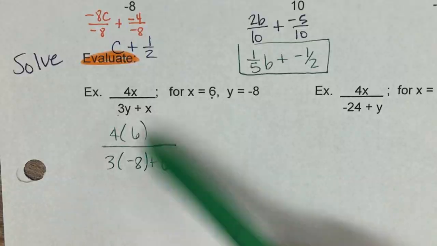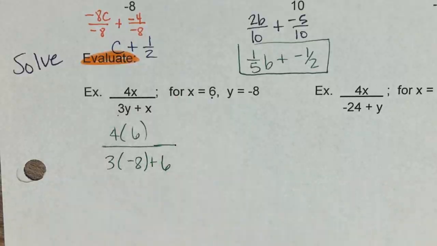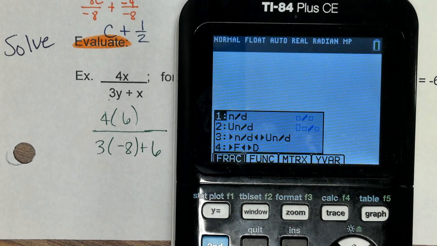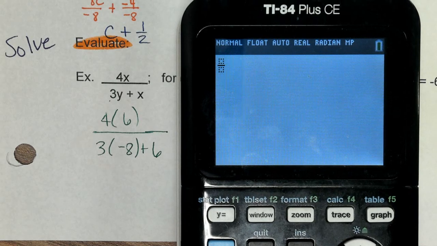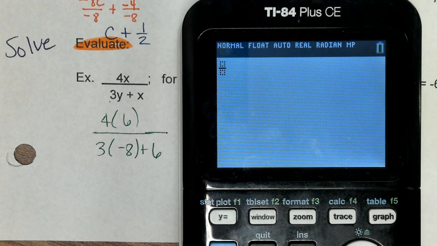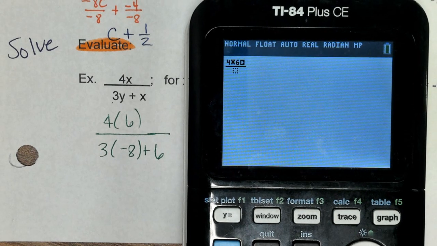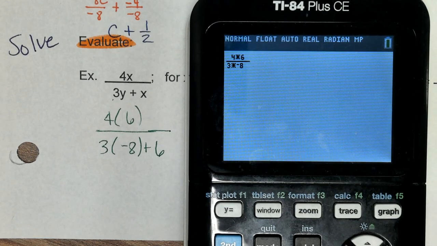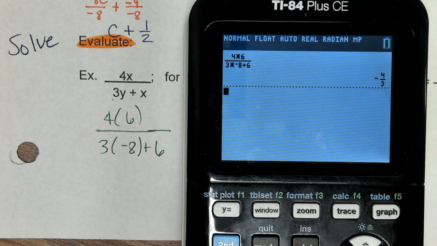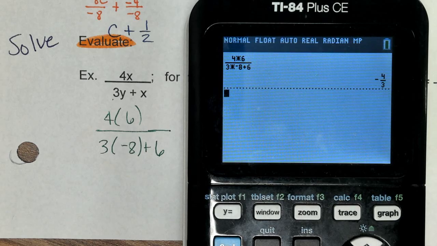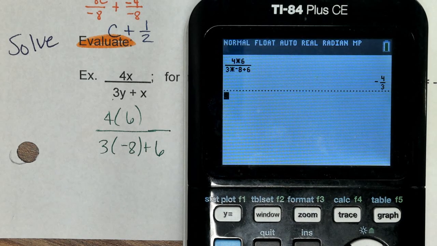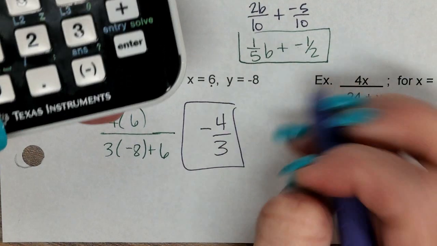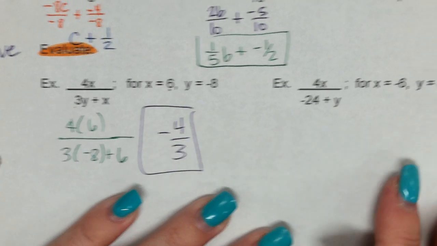Can I stick this in my calculator all at once? You can. You can go to alpha y equals, choose option 1, put everything on top that's on top, so 4 times 6 goes on top, and everything on bottom, 3 times negative 8 plus 6, and there's your answer. You don't have to solve each step out. The calculator will do it all at once. So negative 4/3 is the answer. And yes, please leave your answers as fractions.